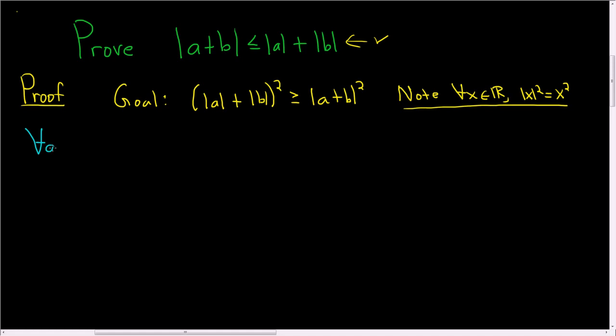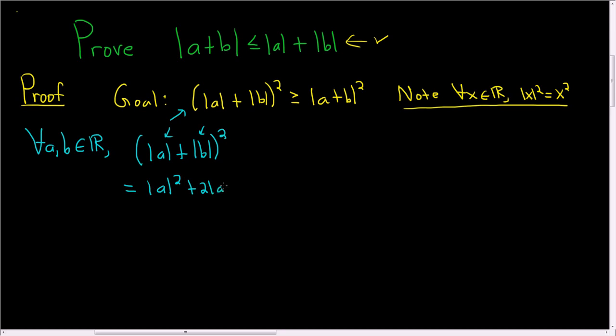So for all real numbers a and b, we're going to start by looking at this. The absolute value of a plus the absolute value of b, quantity squared. This is equal to, well, there's a formula to multiply this out. You square the first term, you multiply these and you double it. So plus 2 times the absolute value of a times the absolute value of b, plus, and then you square the last term. So the absolute value of b squared.